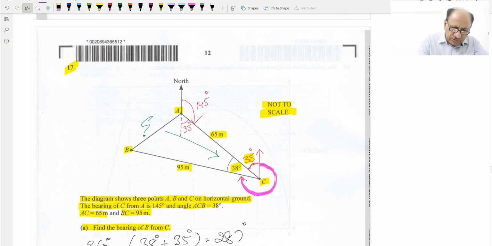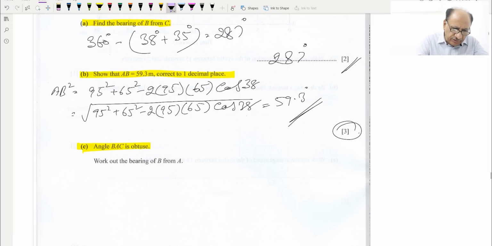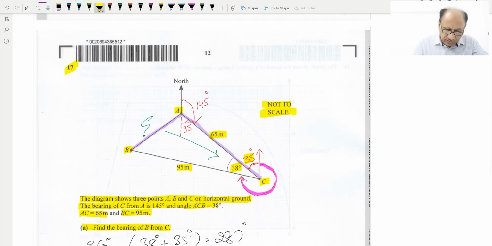Angle BAC will be this angle. They are saying this angle is obtuse, and we need to work out the bearing of B from A. The bearing of B from A will be this whole angle. Hopefully you are understanding. So 180 plus, basically we require this angle, so the BAC angle is required.